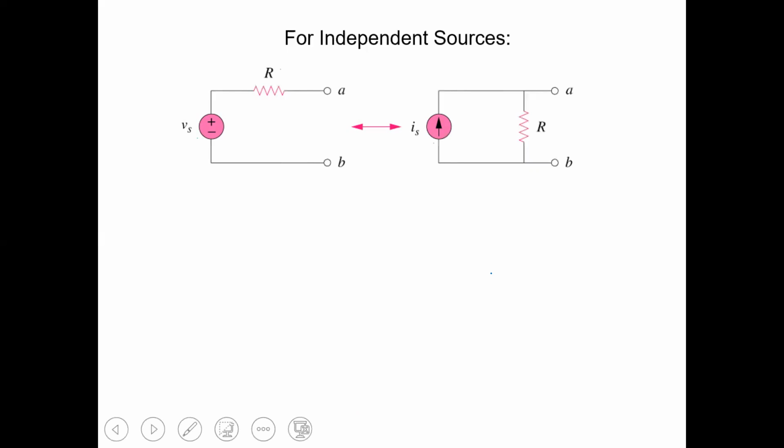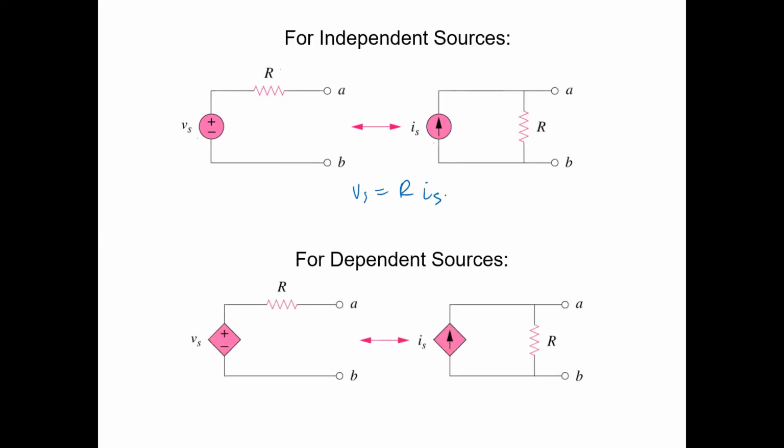You have a voltage source in series with a resistor, and a current source in parallel with a resistor. Vs equals R times Is. They're the same if that's true. And for dependent sources, if it's a voltage source, some kind of controlled source, you can even do it with these guys, but there is some stuff you have to be careful about. I think we'll get to that at some point. Vs equals R times Is.